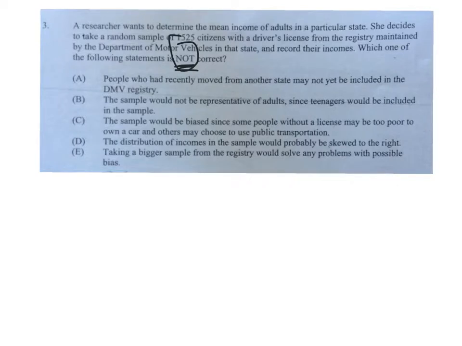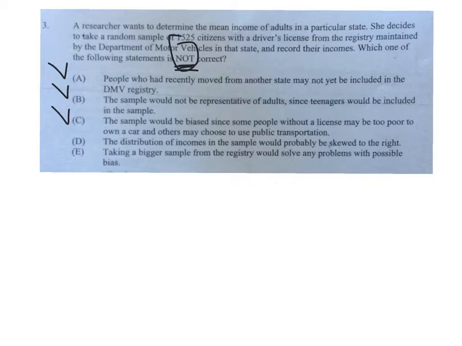Okay, people who had recently moved from another state may not have a DMV registry. Yep, that's true. So the sample would not be representative of adults, since teenagers would not be included. That's also true. The sample would be biased, since some people without licenses may be too poor to own a car. Yeah, that's all true. These are all problems with this situation. Letter D. The distribution of incomes in the sample would probably be skewed to the right. I'm not sure about that one, but let's take a look at letter E.